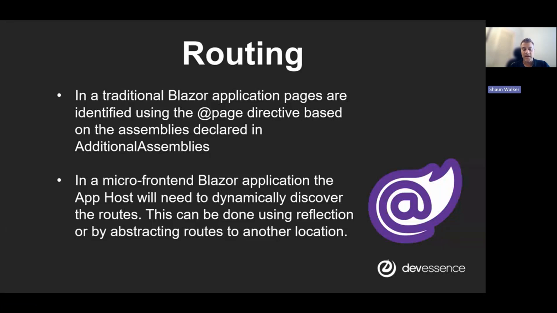So maybe using reflection. Or another approach is that you can abstract your routes to a completely different location, like maybe a database or the file system. And in that way, you can have a more dynamic way of dealing with routes in your application. And in fact, this is the way that things are done in Oqtane, and I'll explain that in a minute.